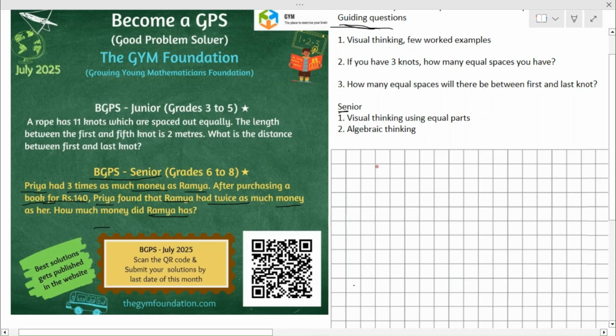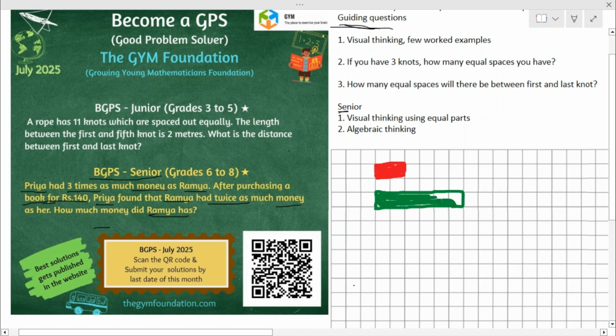So first we can think that Ramya has some money which we don't know. Maybe we can take two equal squares here to show Ramya's money. And then Priya has three times as much money. Every time you get this three times as much money, you should understand who has more. Priya has more, and how much more? She has more by three times. So if Ramya has two, then Priya should have three times, which is six. So one, two, three, four, five, six squares that we need to shade for Priya. I'm using the green color for Priya.